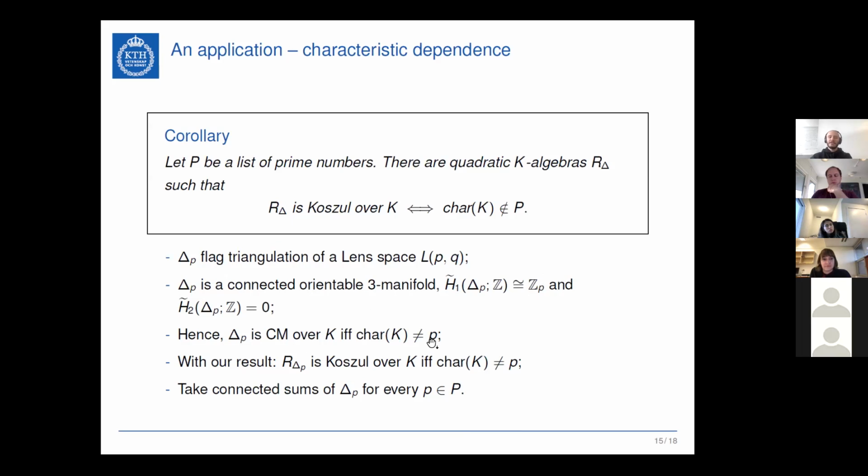But this is a single prime number, and it's not a big deal to do the same game for more primes by taking the connected sum. Basically, connected sums of flag triangulations of certain manifolds, if you apply this idealization game, will give you algebras which are quadratic and whose Koszul property depends on the characteristic being or not being in the list of primes that you gave me. Of course, it's constructive in a sense, but these algebras will have huge codimension, because it depends on flag triangulations of lens spaces. And in general, there's no machinery to triangulate these manifolds in a flag way with few vertices. So these algebras are going to be huge, but they do exist, and we can explicitly detect them.